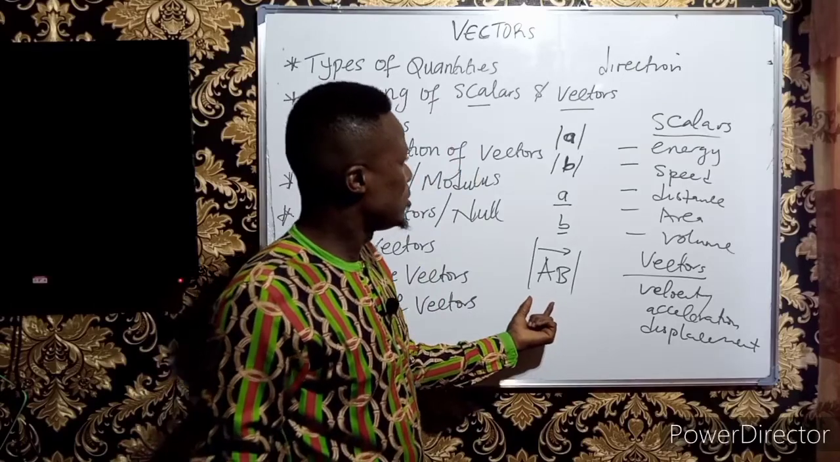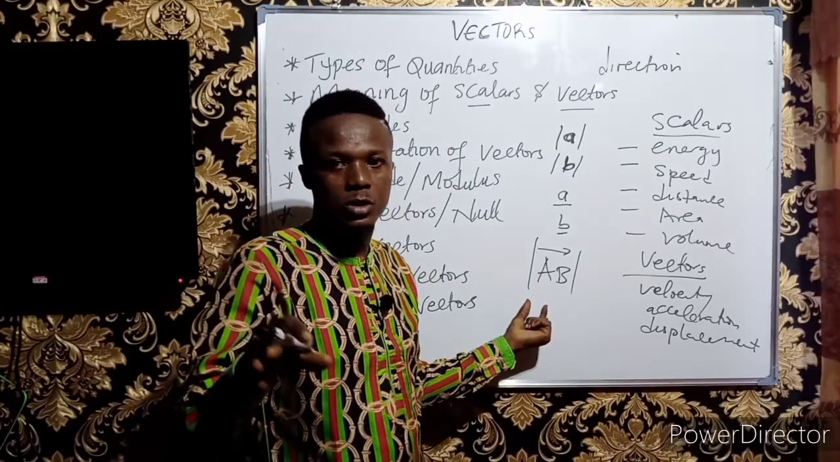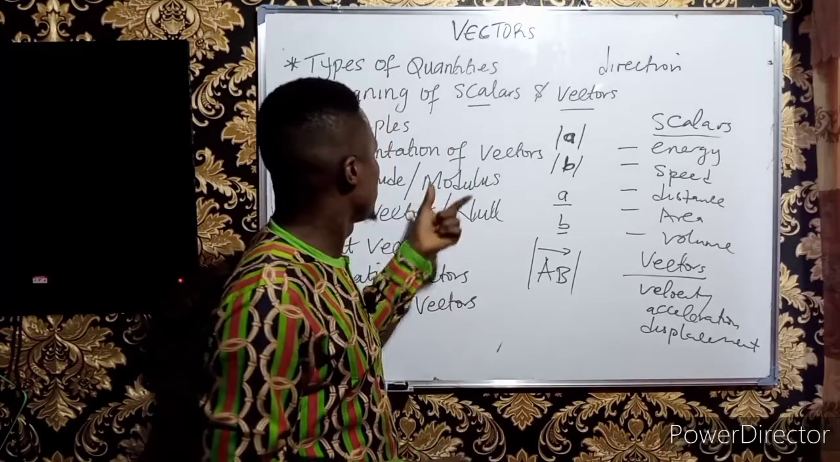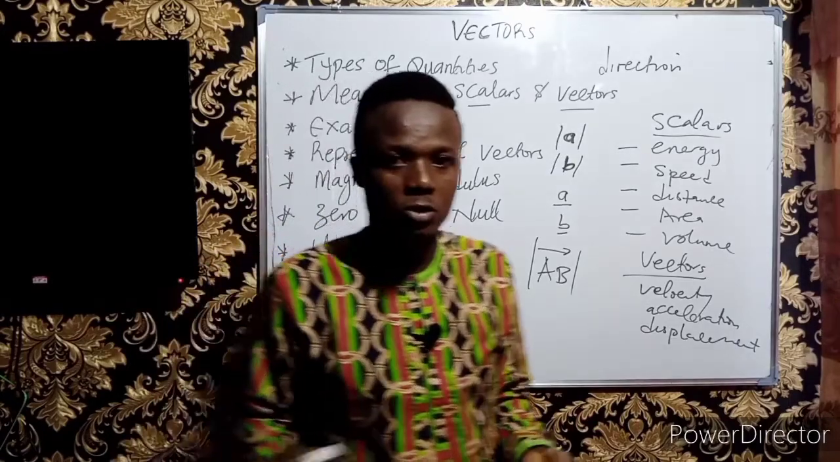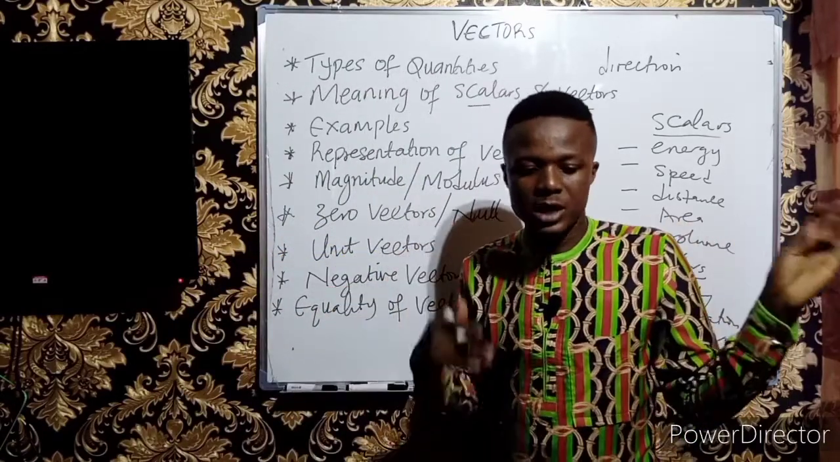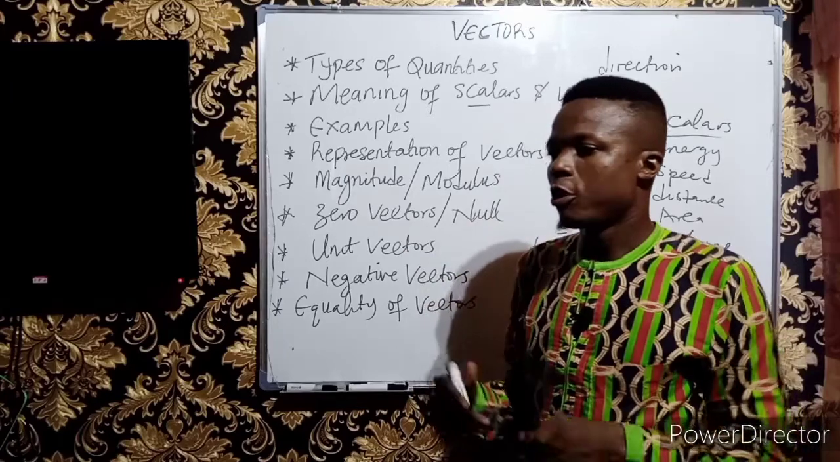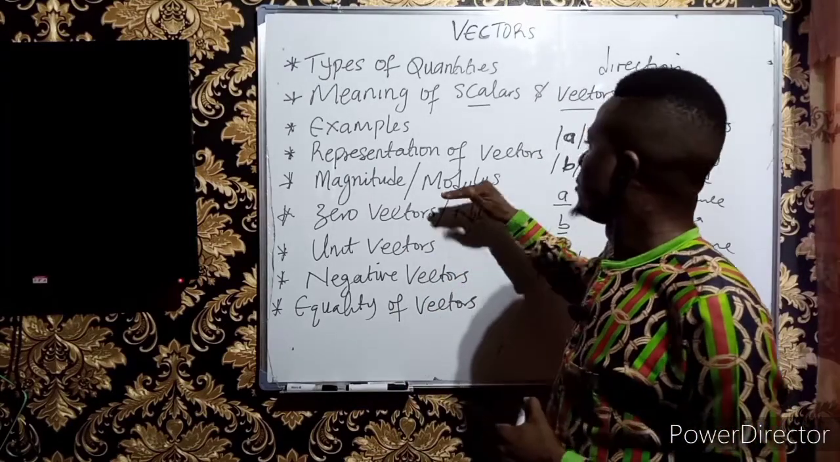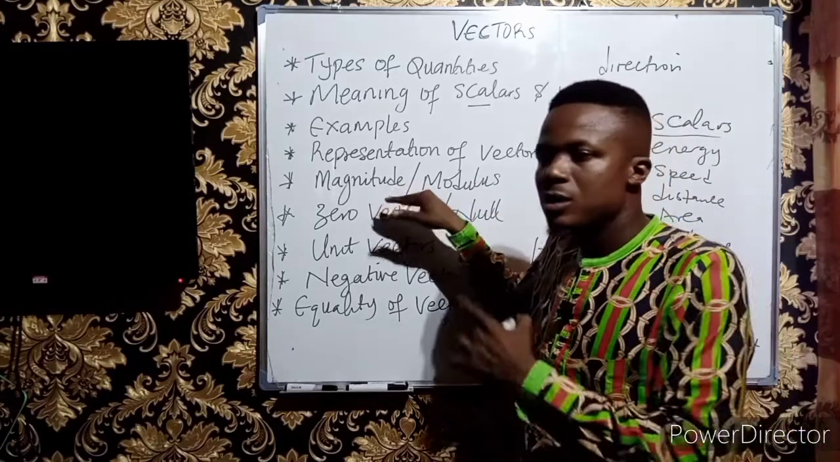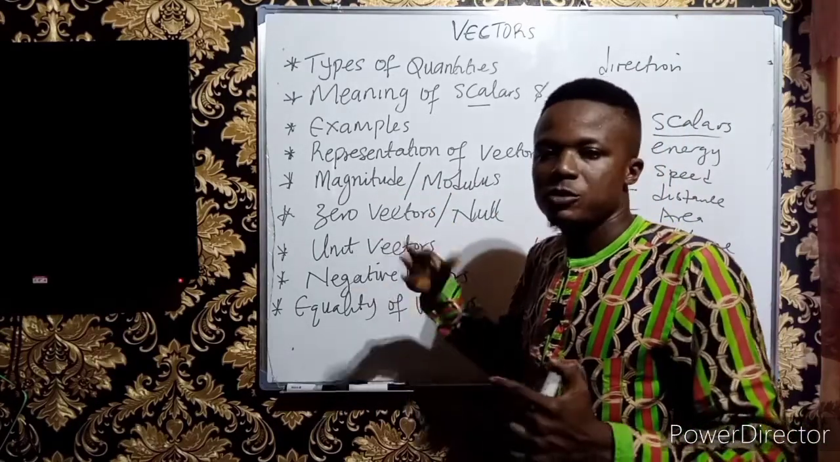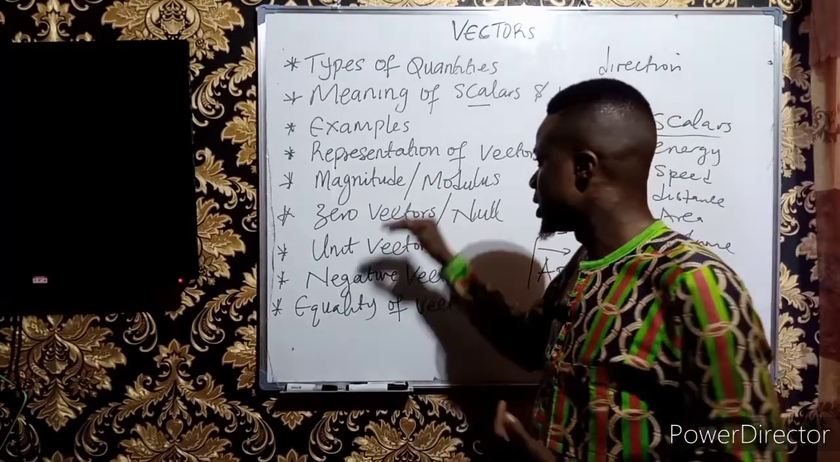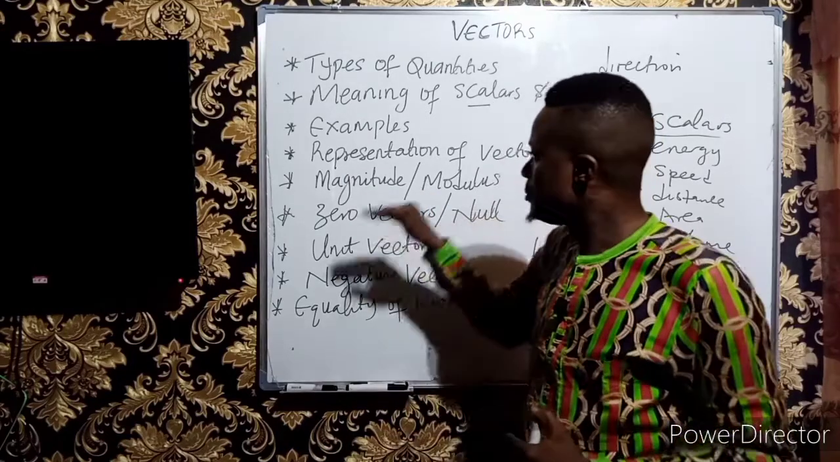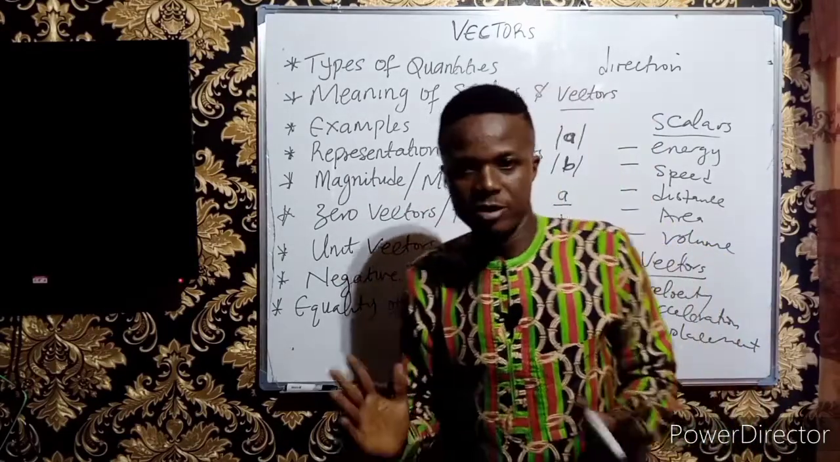So whenever you see this symbol, you know that I'm talking about magnitude. Don't forget that magnitude and modulus of vectors are synonymous, so they are the same thing. You call it the magnitude of a vector, or you call it the modulus of a vector. We are still going to meet this during our course of study of vectors, and we will treat it very well.